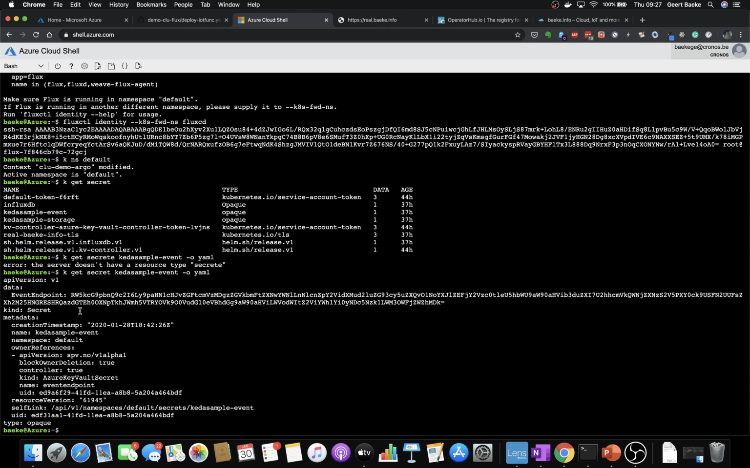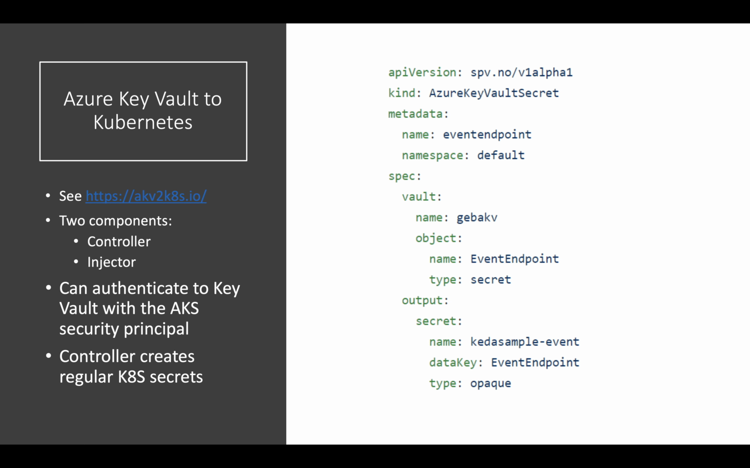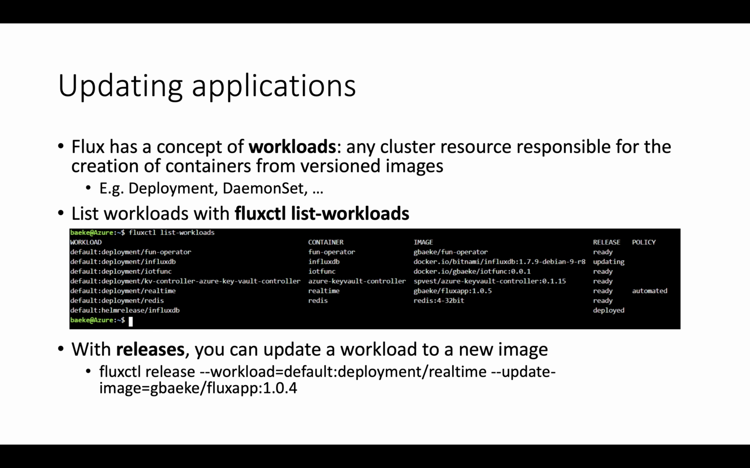And there you see the event endpoint, but it's base 64 encoded. So I could take this value and use the base 64 command line to decode it to see the actual value. And that's typically how Kubernetes secrets work. But these secrets were created by this operator from Azure Key Vault. So that's one way of dealing with secrets in a GitOps world. The GitOps operators themselves don't really have a preference on how you use it. So if you want to use this one or something else, they don't really care. Just use what you are comfortable with.